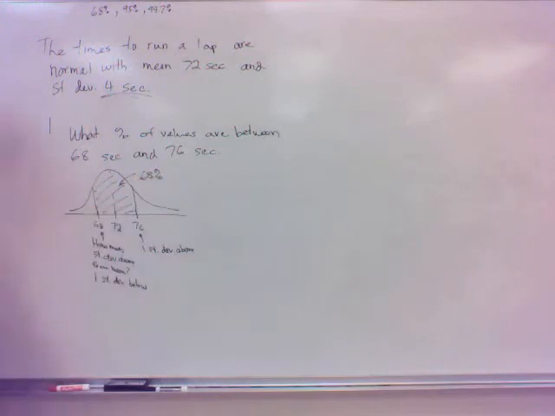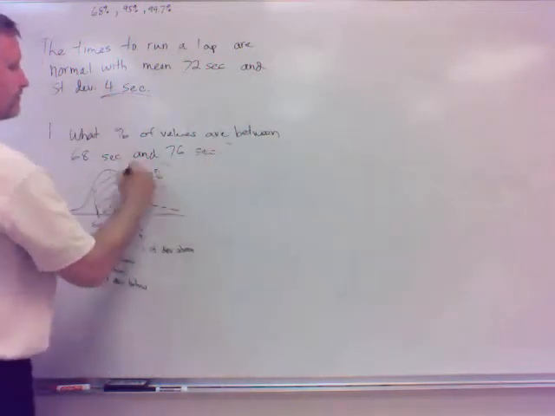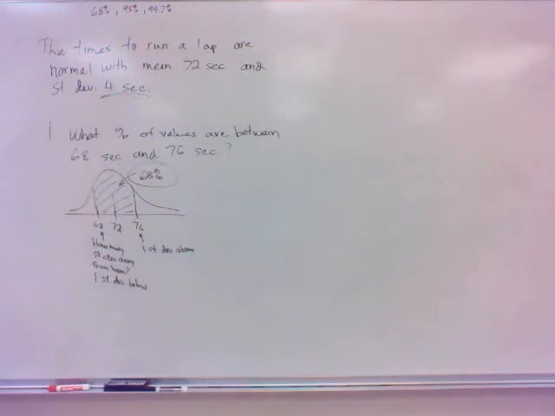So isn't that 68%? That's what the empirical rule tells me. For any normal distribution, this means 68% of the values are between 1 standard deviation below and 1 standard deviation above. So this answer is 68%. Okay? All right?